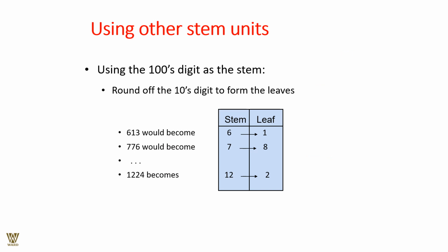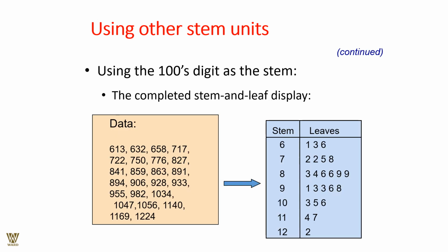So using the 100s digit as the stem, round the 10s digit to form the leaves per se. Similarly, 613 would become 6 being the stem, leaf being 1. 776 would become 7 being the stem, 8 being the leaf, and so on and so forth. So use the complete 100s digit as the stem. The completed stem and leaf display will look like this if you look out here. The data is 613, 632, 658 and 717. What does it mean? For the stem, it becomes 6, leaves 1, 3 and 6. See, plain and simple that comes around.